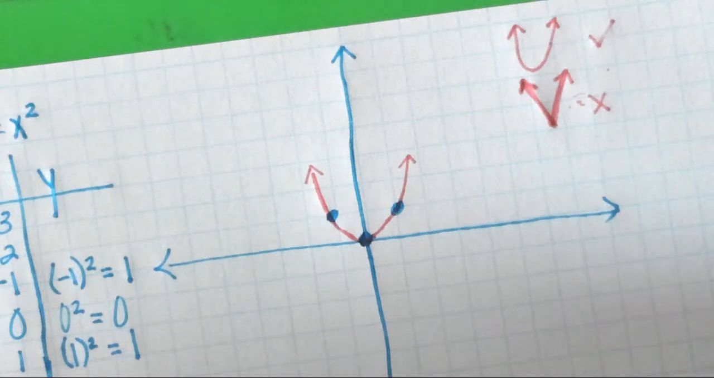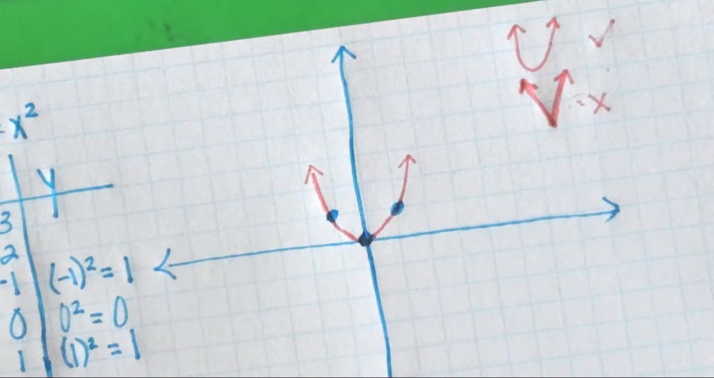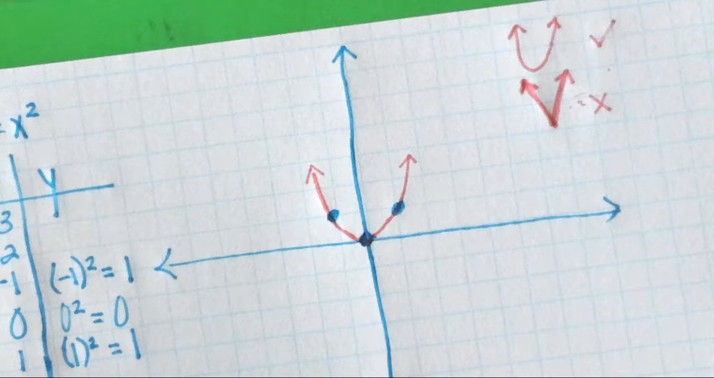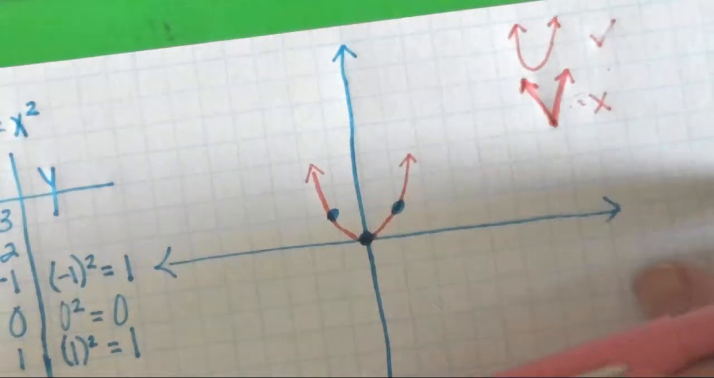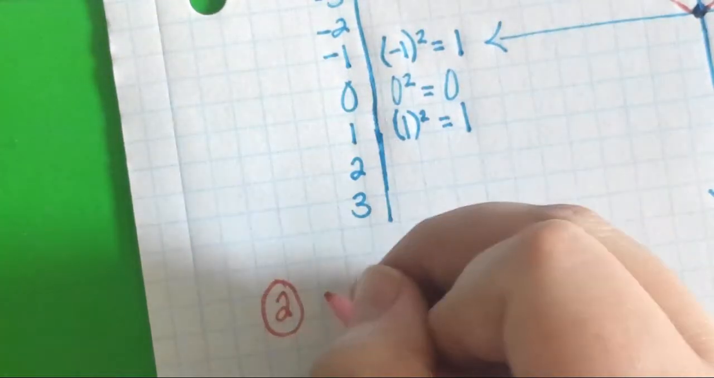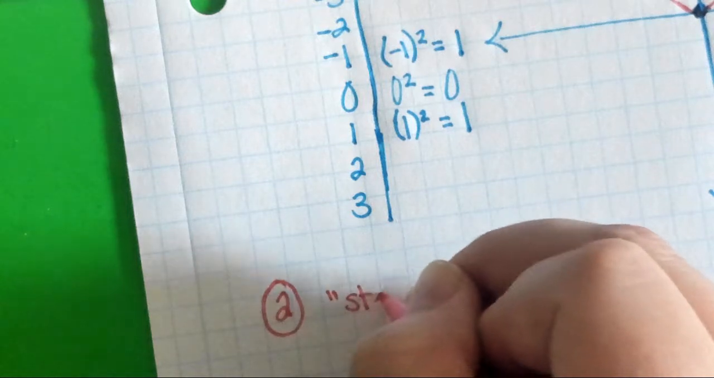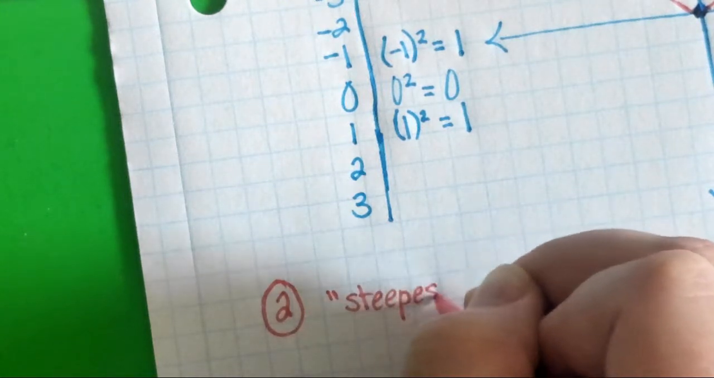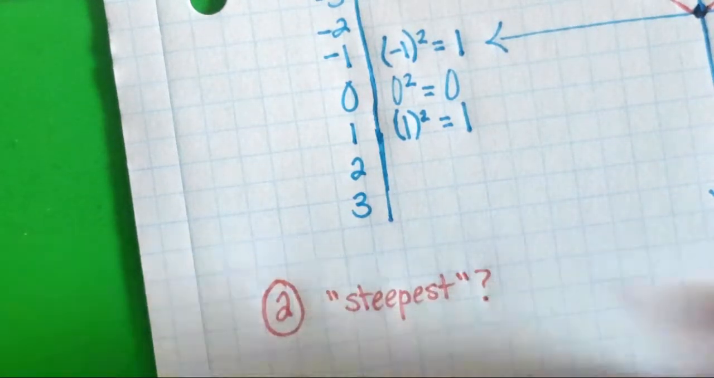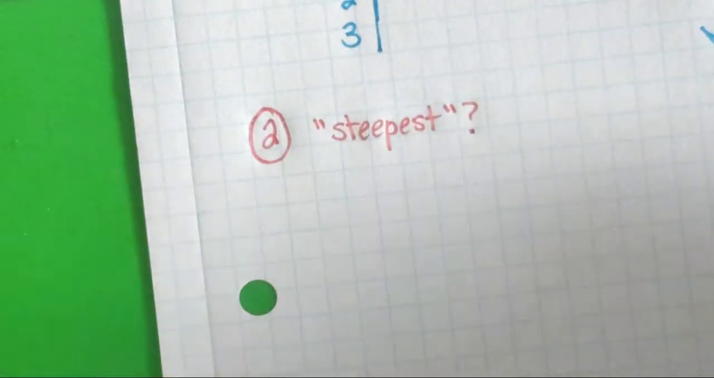That seems easy peasy. So let's move on to number 2. It says, using a graphing calculator, graph each function. State which graph is the steepest. What does the word steepest mean? Well, that's a good question. I don't know. That's up for you and your group to decide.